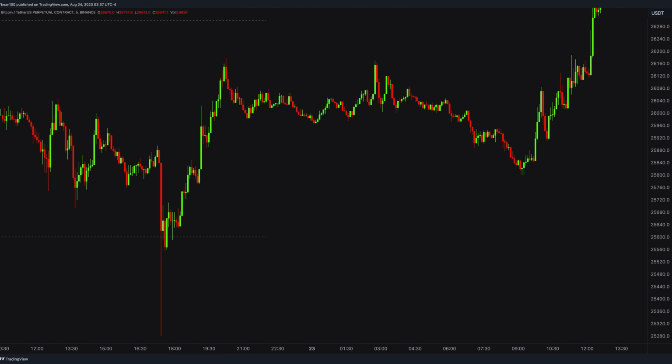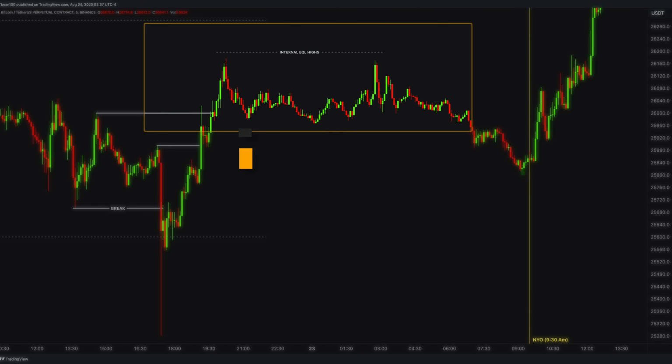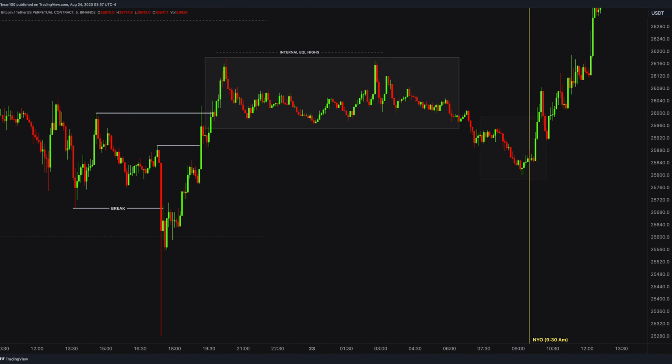Now switch to the 5-minute New York opening. Once I confirmed the market structure shift, right after the big liquidity sweep, I was aware of the possibility. But guess what? Another internal equal highs up top. Even better for me. Much more confidence and extremely clear target and extremely clear bias for me. Bitcoin wants to go up, period. No discussion allowed here.